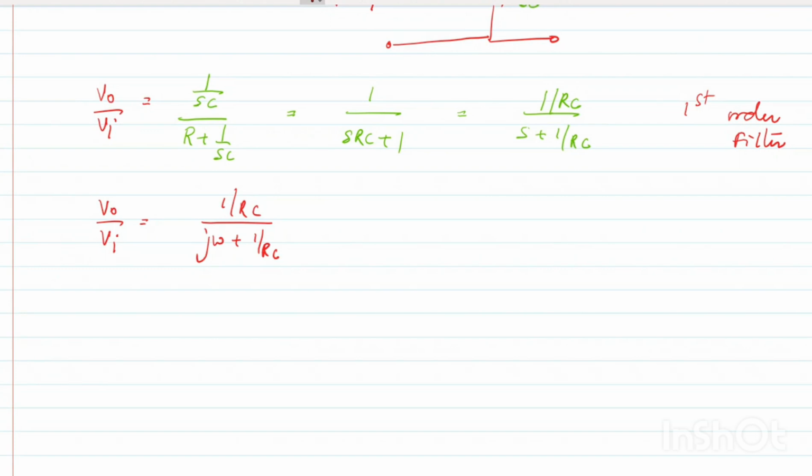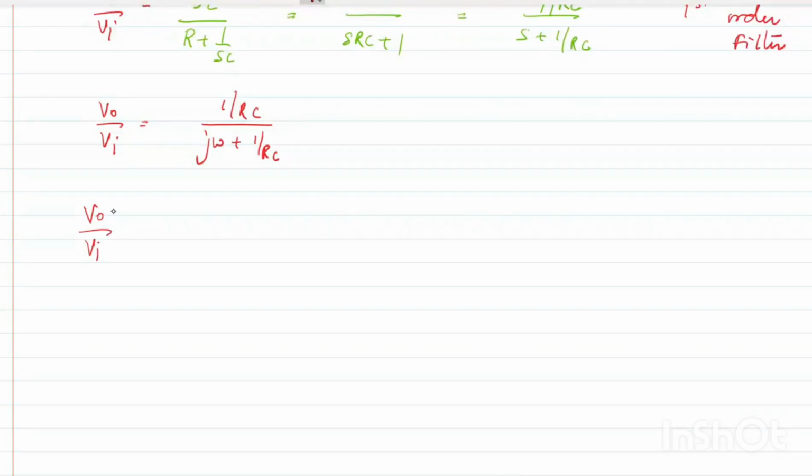To decide whether VO by VI is a low pass or high pass filter, we have to see the relation with frequency. What is frequency here? S. S is what? J omega. So I've written the value of S as J omega. Now what is the magnitude of this? You know how to find the magnitude of this? Yes, 1 upon RC root of (omega square plus (1 by RC) square), right?